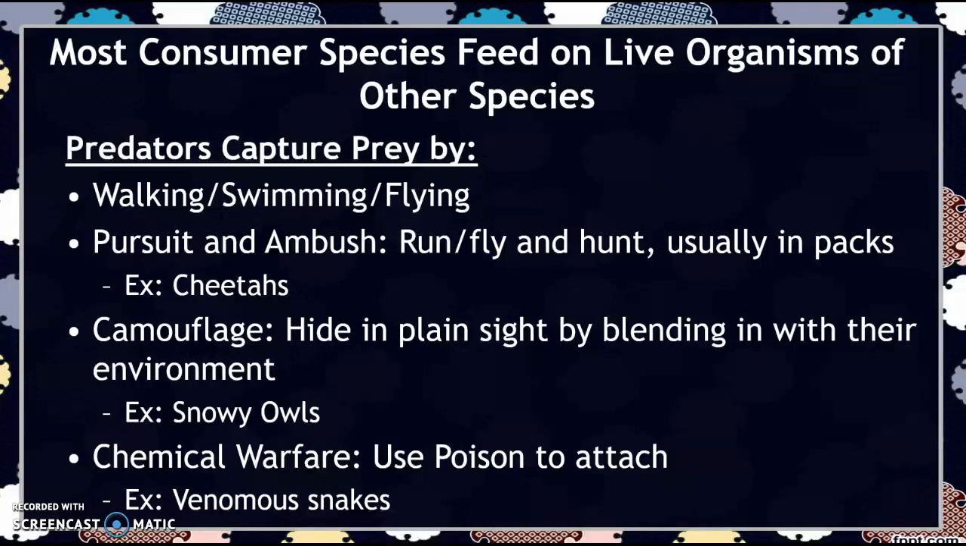There's camouflage, where they hide in plain sight by blending in with their environment, and then they can quickly grab their prey, like snowy owls. They're white, they blend in with their background. They can kind of sneak up on whatever they're trying to capture. And then there's chemical warfare. So they use poison to attack, like venomous snakes will bite their prey so they're immobilized and then they can eat them.